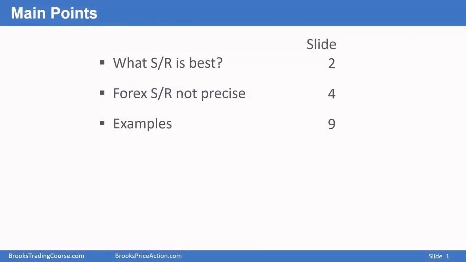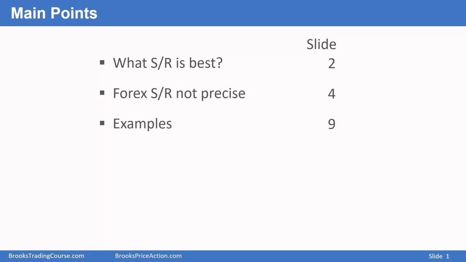I'll begin by talking about what support and resistance is best. Well, the answer is it depends on context. Any support and resistance can be best depending on the current situation. Forex support and resistance is not as precise as support and resistance in the E-mini and mini stock markets, because there is no central exchange where all the trades are reported. Every broker, every bank has its own price. So traders with one broker are seeing charts that are slightly different from traders with another broker. As a result, support and resistance is not as precise.